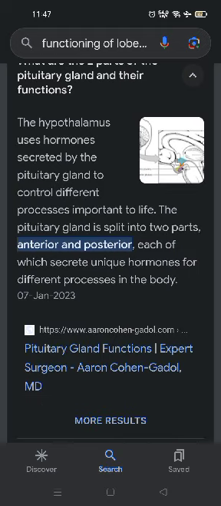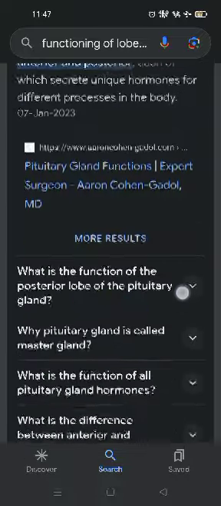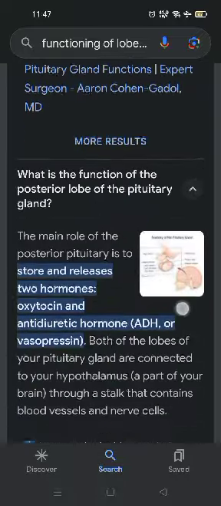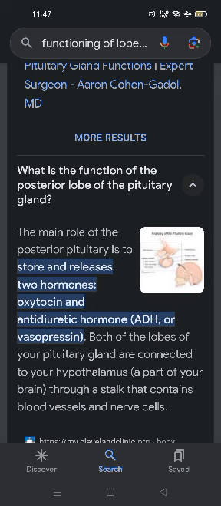The hypothalamus uses hormones secreted by the pituitary gland to control different processes important to life. The pituitary gland is split into two parts, anterior and posterior, each of which secrete unique hormones for different processes in the body. What is the function of the posterior lobe of the pituitary gland?